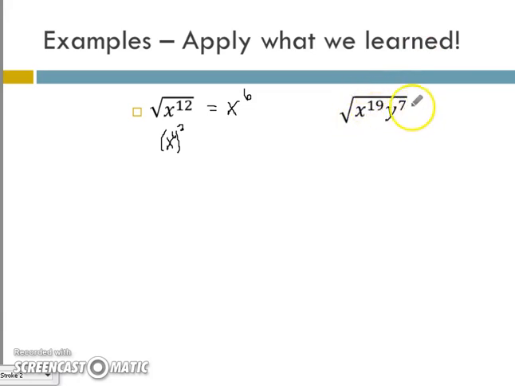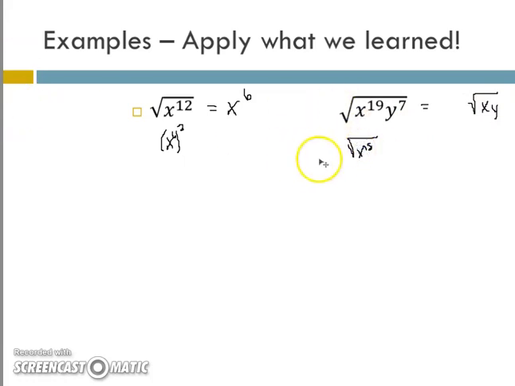In the second example, we have x to the 19th and y to the 7th underneath this radical sign. Both of those are odd, so I know that part of my answer is going to have both an x and a y still inside that radical sign because it's an odd number. And if I subtract 1 off, representing the 1 left over of each of those, you'd have x to the 18th.